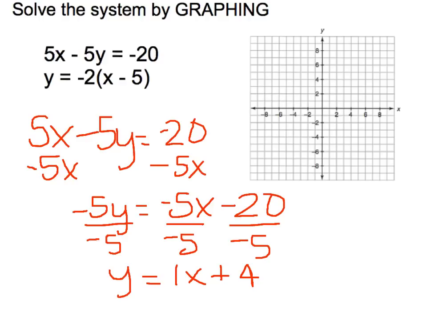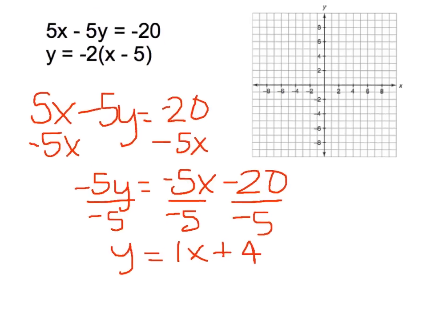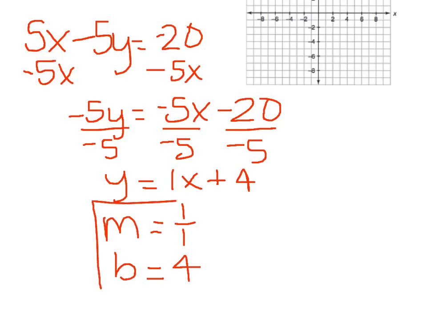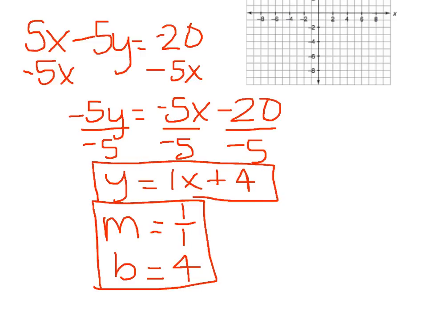From here, what I want to do is label my y-intercept and label my slope. So my slope is 1, but I'm going to write that as a fraction, 1 over 1. My y-intercept is 4. So I've got my slope, my y-intercept, and my equation. What I'd like you to do now is pause the video, graph this equation on a piece of graph paper. Hit play once that's complete.